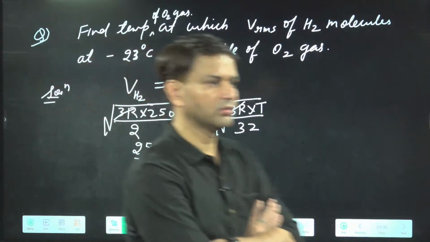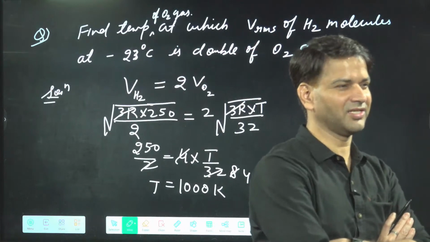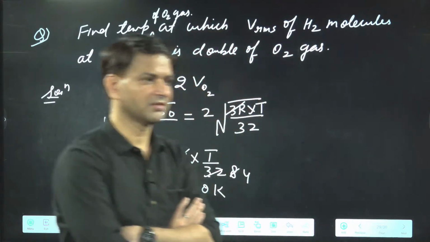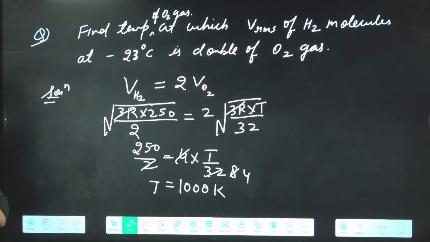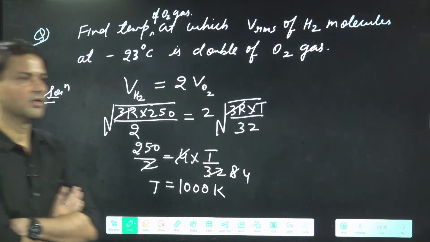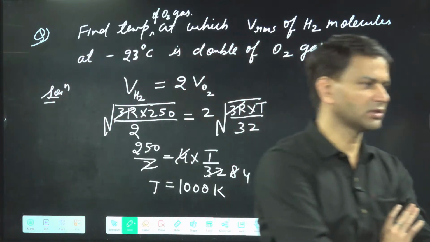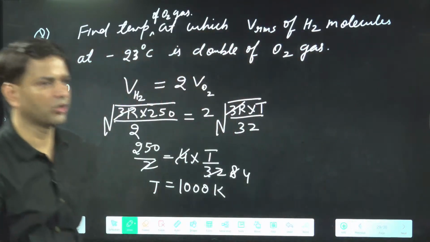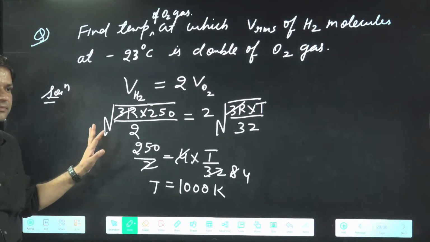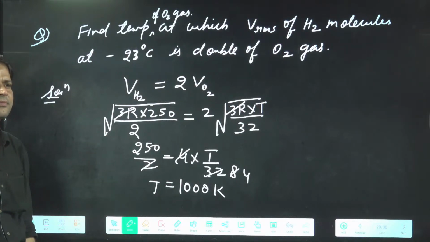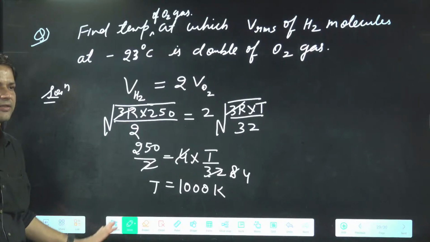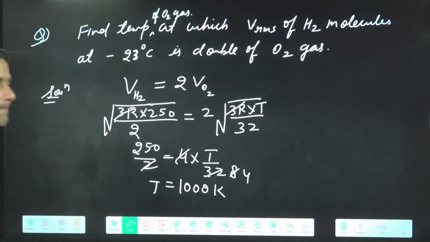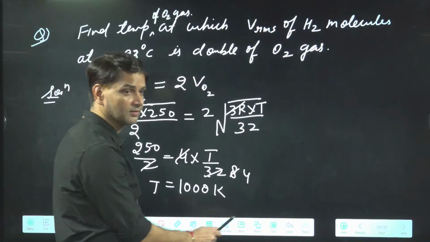Those who got 18, 416, what are these answers? If they are asking in degrees C, then just subtract the 273. Have you understood or not? Okay, everybody is getting the answer 1000 Kelvin. Okay, completed.